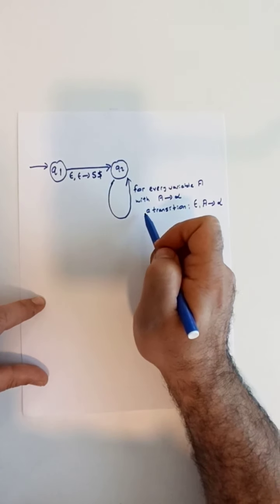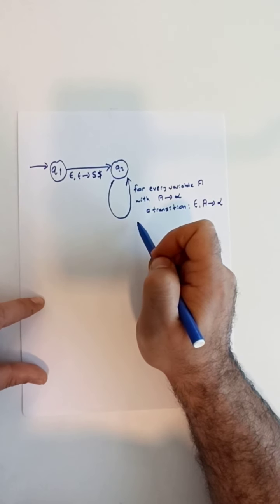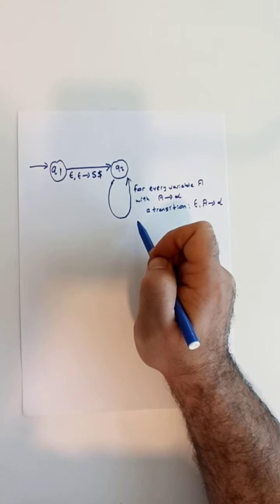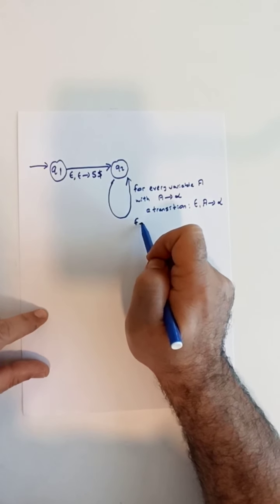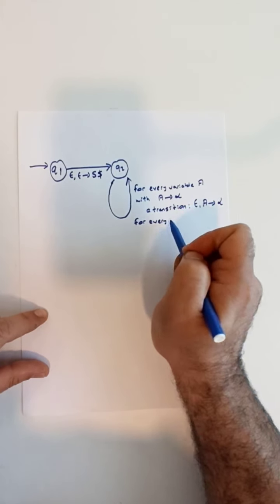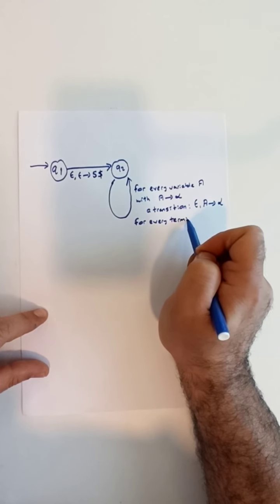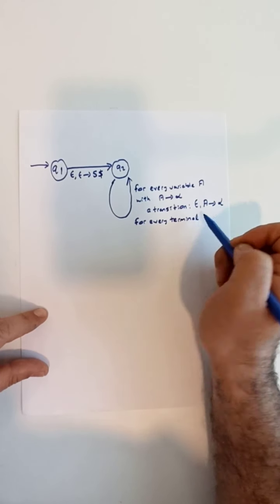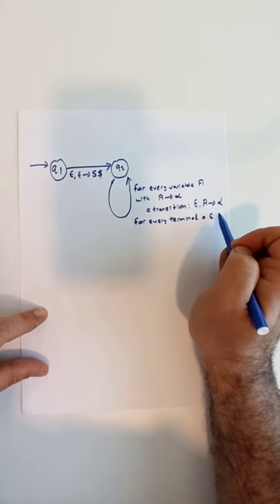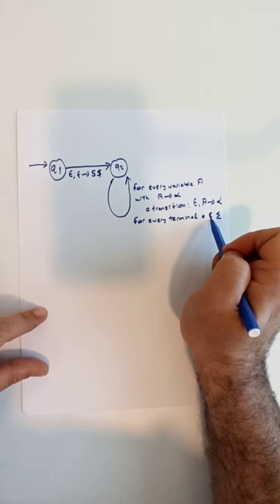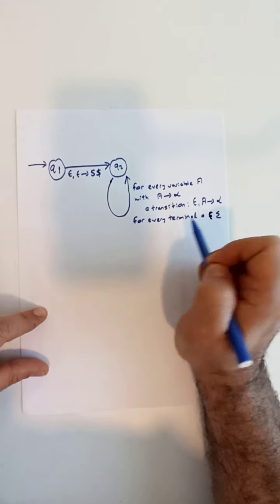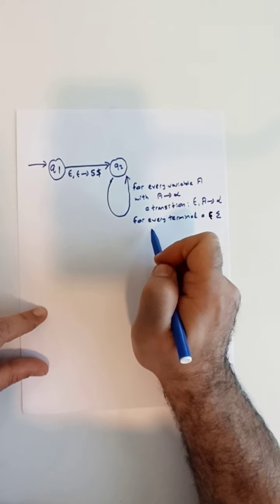The other case is that on top of the stack there is a terminal. So for every terminal in our input alphabet sigma, we will write down a transition.